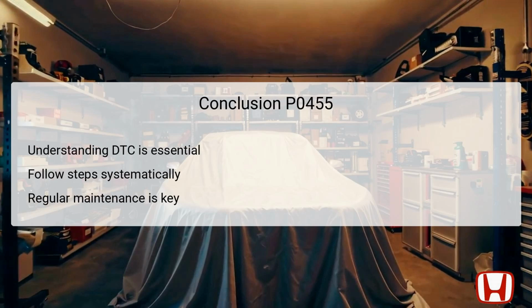In conclusion, understanding the implications of DTC P0455 and the associated evaporative emission control system is vital for maintaining vehicle efficiency and compliance with emissions regulations. Following a systematic approach in troubleshooting, as outlined in this guide, ensures that technicians can accurately pinpoint the root cause of the problem and apply appropriate corrective actions.